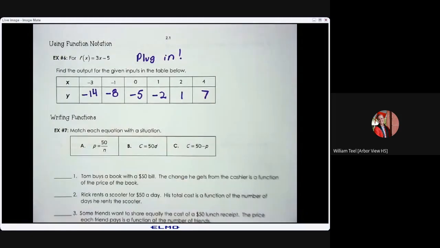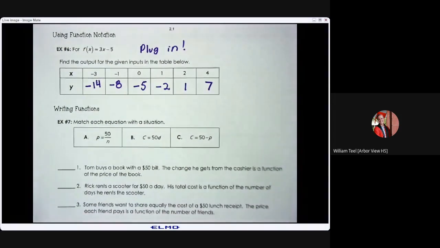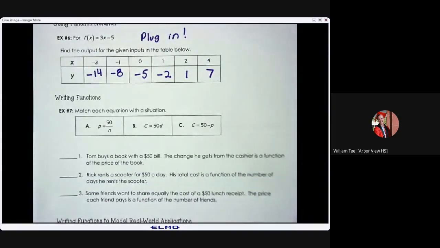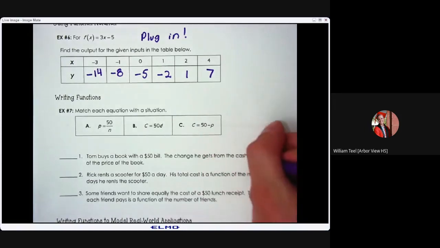Okay, nice and easy. Moving down to example 7, we're going to match each equation with the situation. This is under writing functions. For number 1, Tom buys a book with a $50 bill. The change he gets from the cashier is a function of the price of the book. Since we are talking about price, I might want to call that P.